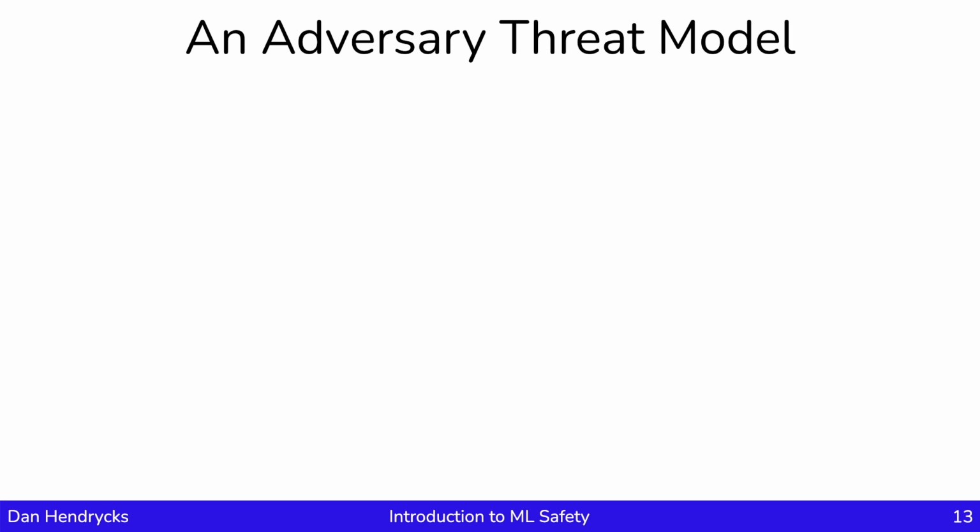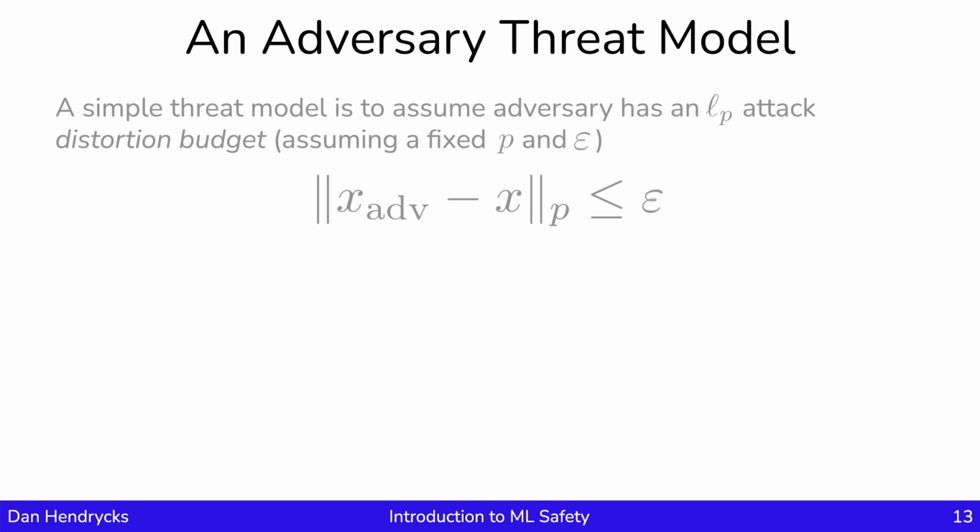Now let's describe a simple toy adversarial threat model. This threat model assumes that an adversary has an LP attack distortion budget subject to some constraint. So assuming a fixed P and epsilon, the adversarial example must not differ from the original example by more than epsilon. So the difference between the adversarial example and X must be less than epsilon.